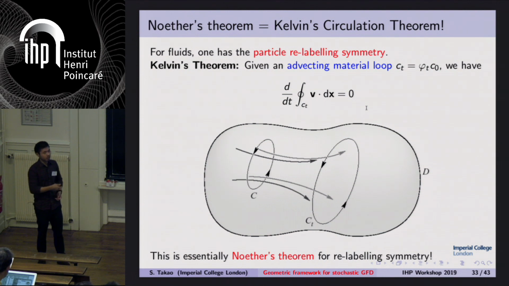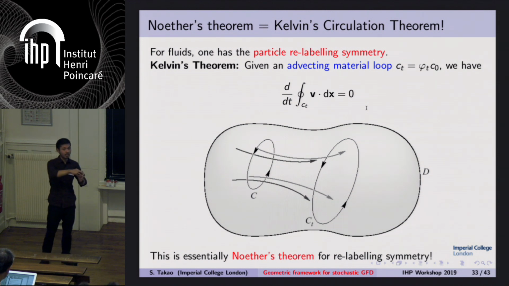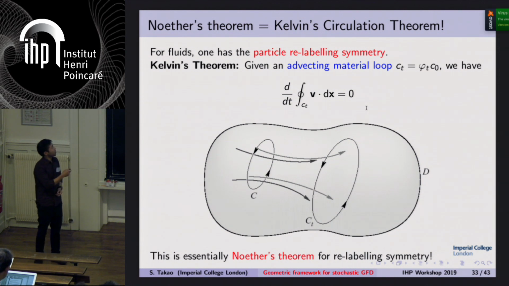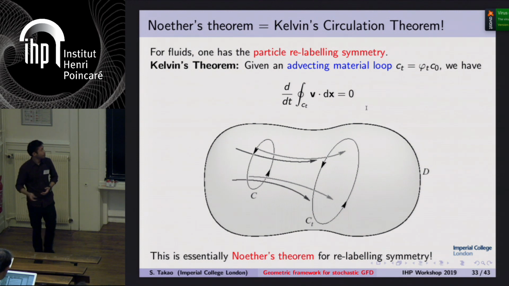And it turns out that this is equivalent to the Kelvin circulation theorem, which states that, given a material loop, like any loop that is advecting along a Lagrangian path, you have this quantity, the circulation, which is the momentum per unit mass integrated along the material loop. Kelvin circulation theorem states that the circulation is an invariant quantity. So it turns out that the circulation is the conserved quantity related to the particle relabeling symmetry in Noether's theorem.